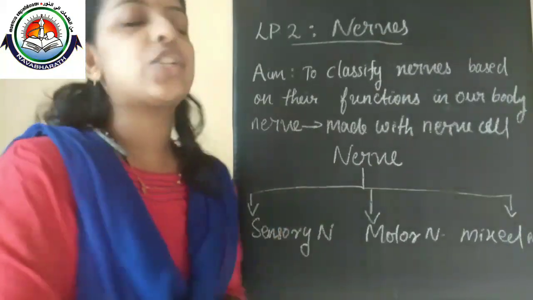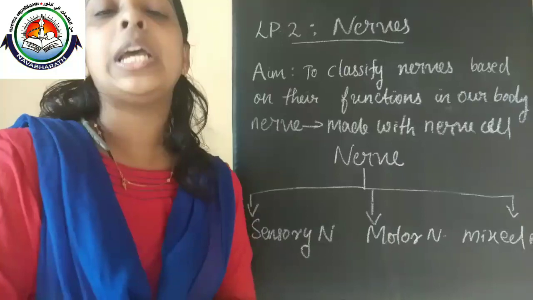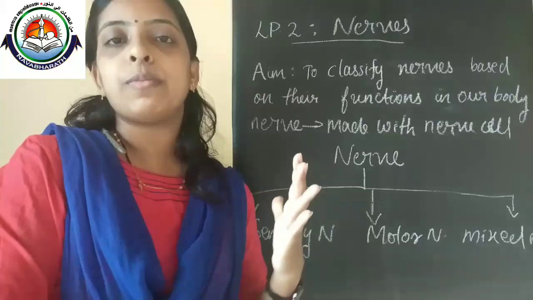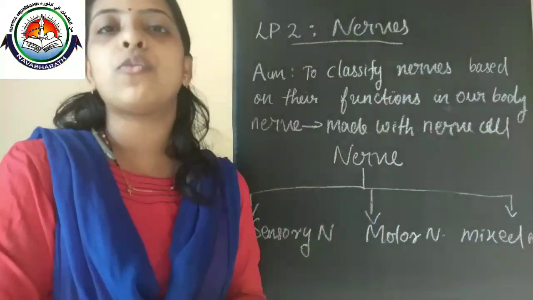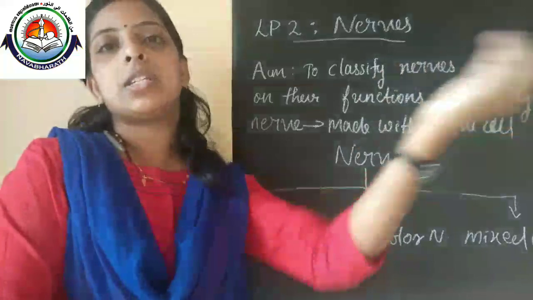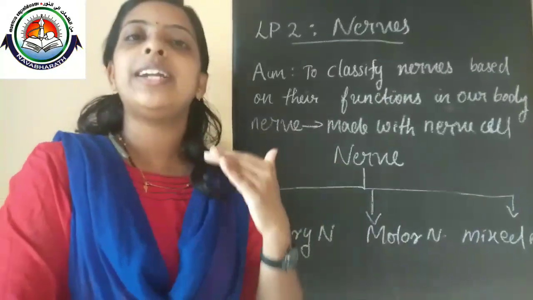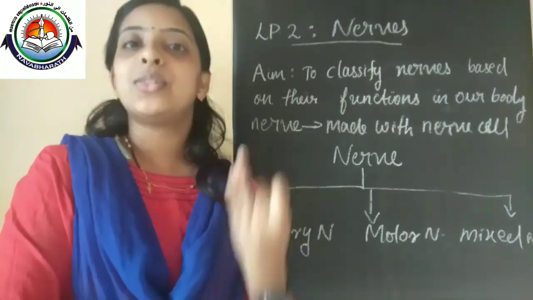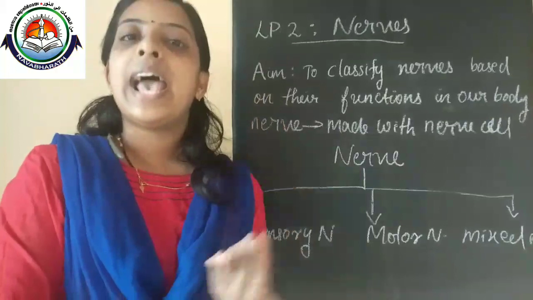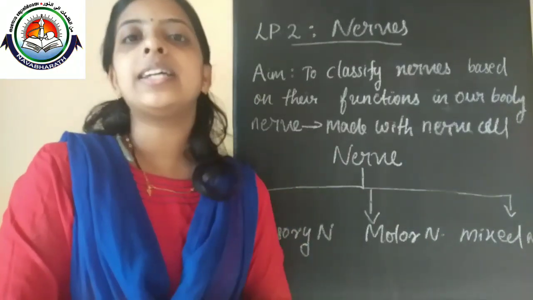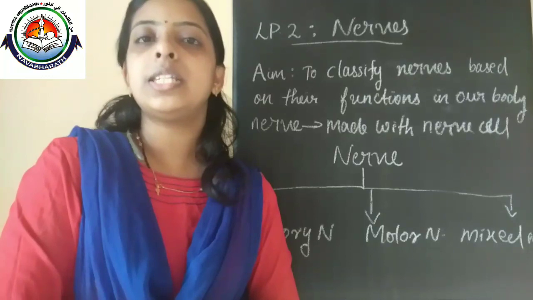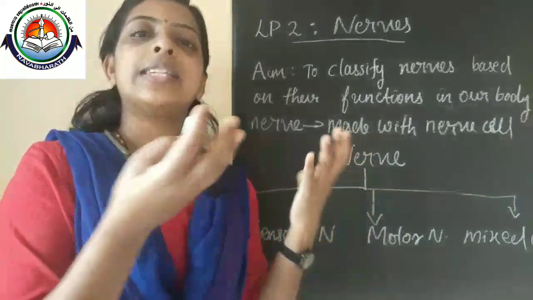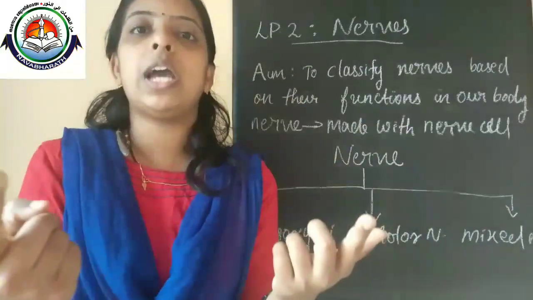Okay. What's the function of sensory nerves? Sensory nerves are the nerves which carry the information from various parts of our body to the brain. We already discussed the sense organs. What are the sense organs? Our eyes, nose, tongue, ears and our skin. These are the sensory organs present in our body. Is it right? Yes.